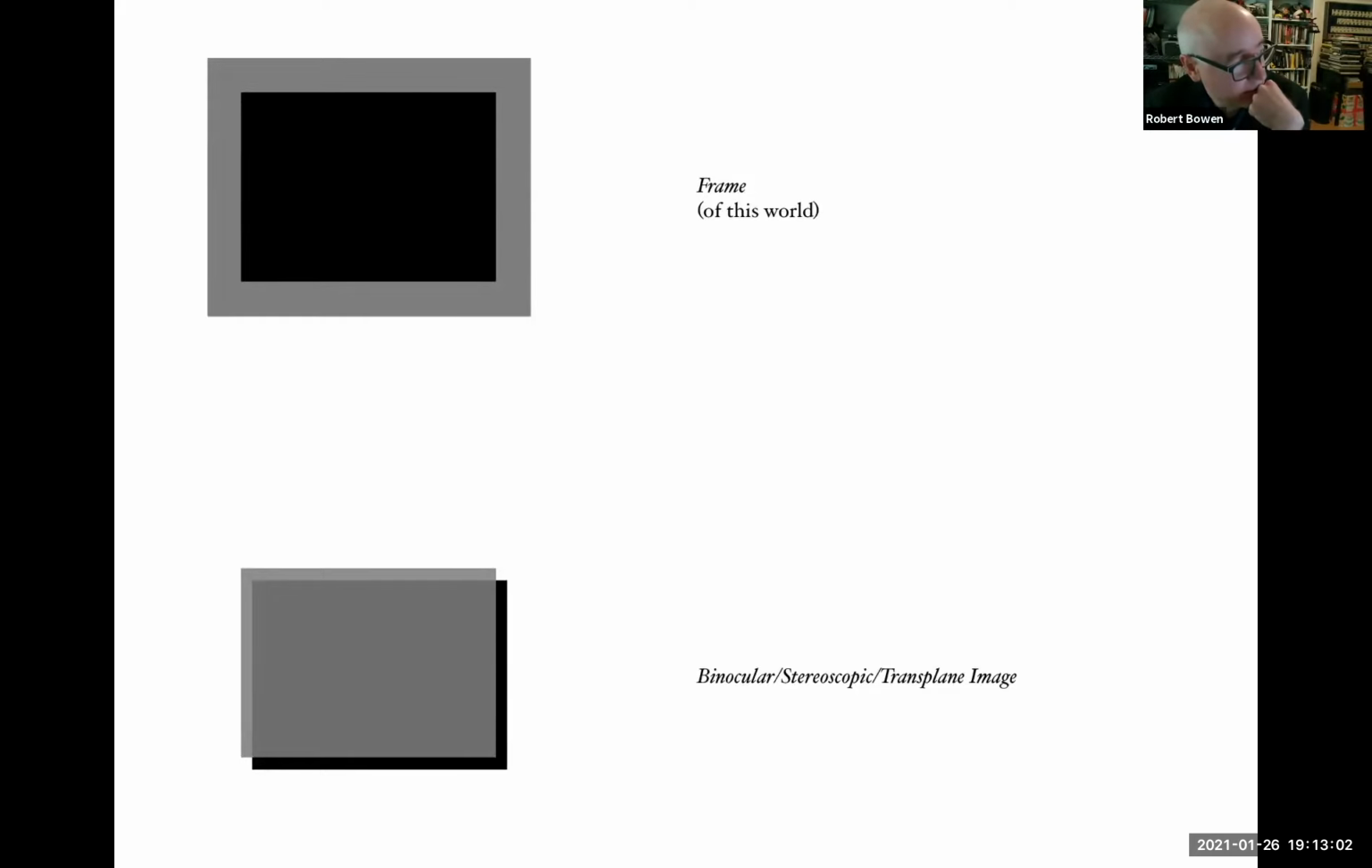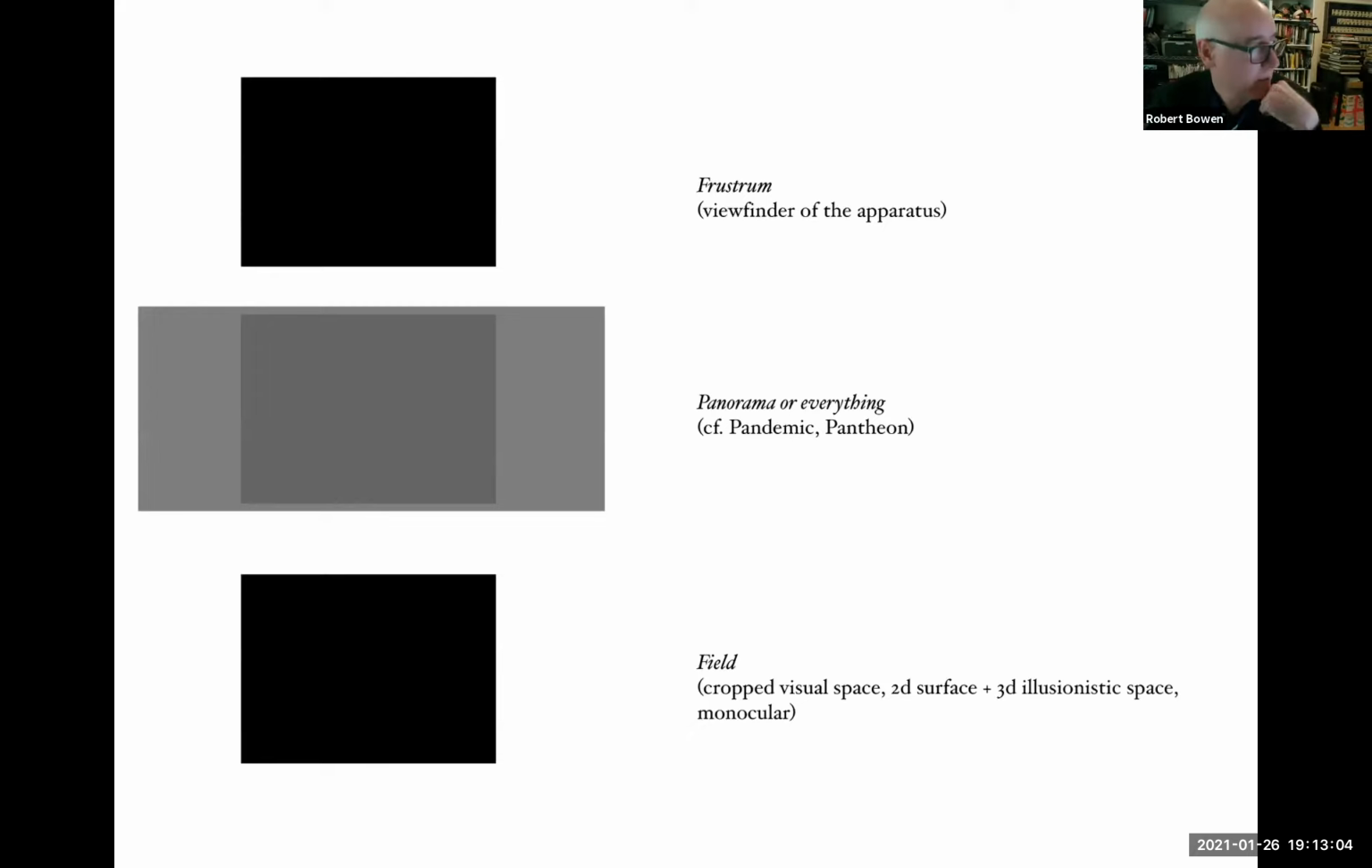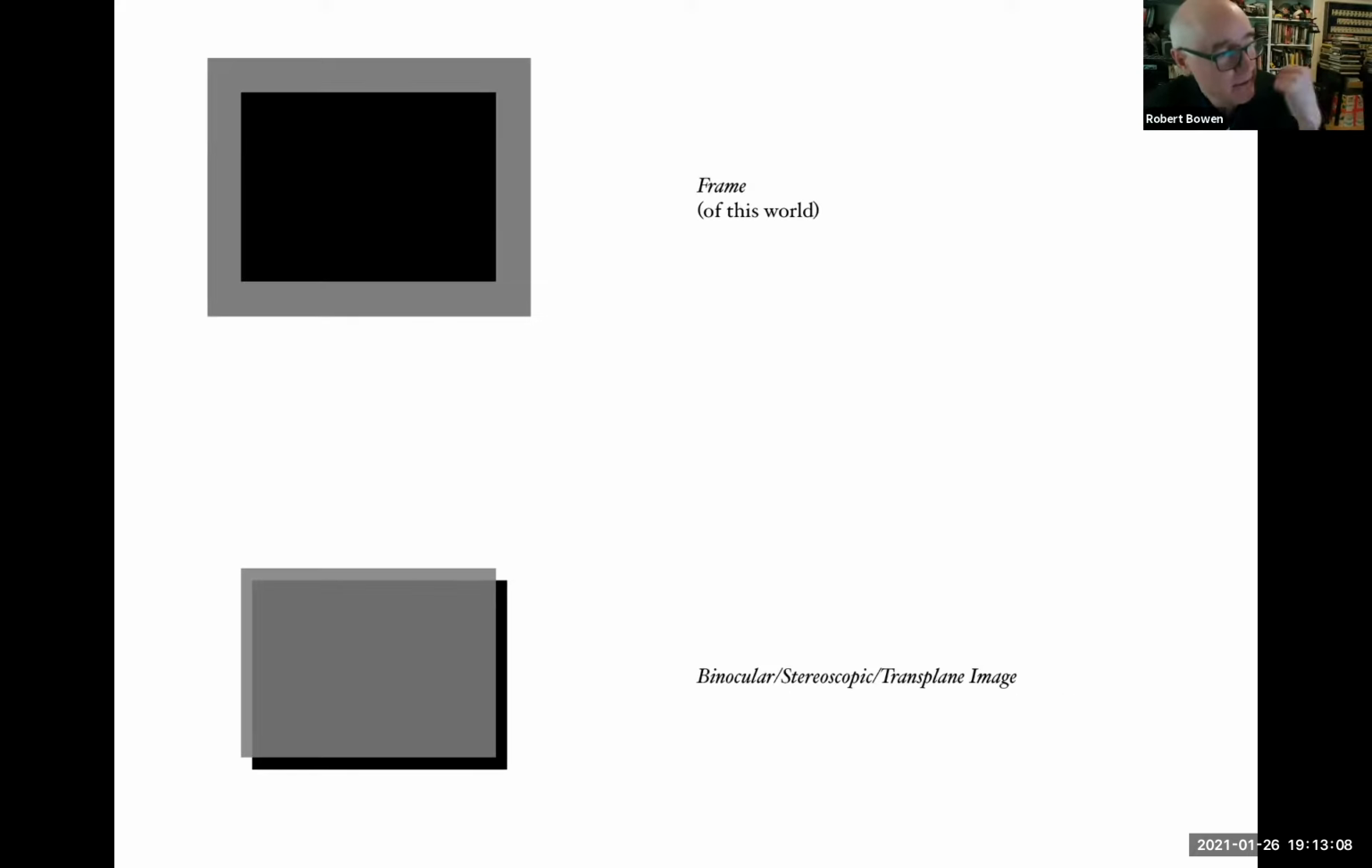The frame, okay, so there's the field at the bottom, there's the frame. So the frame is around the field. And according to Meyer Shapiro, the frame is in our world, the world of the spectator, whereas the image is in the other world.